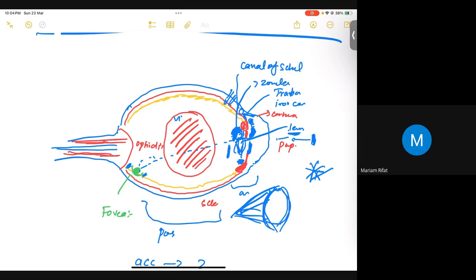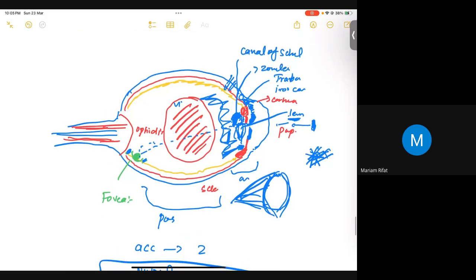Yes, because of improper drainage of the aqueous humor. Perfect. If we do not have proper drainage of the aqueous humor, for example, if we have problems with the trabecular meshwork, let's suppose these filters are closed. So what happens now? We cannot drain the aqueous humor. If the aqueous humor cannot be drained, what happens? It would just keep on accumulating within your eye.